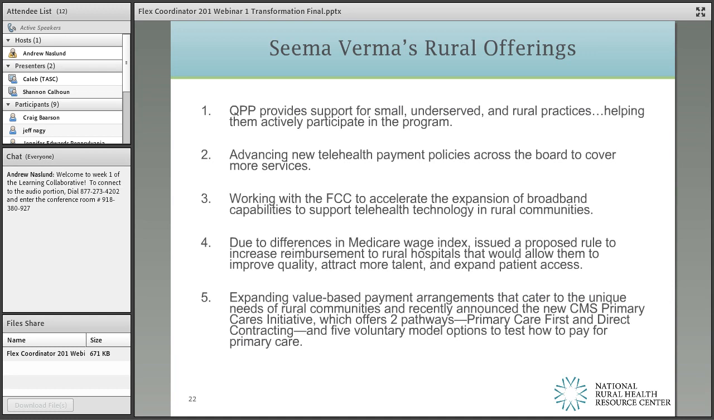They're also thinking that telehealth payment policies, which rurals have asked for a long time, will actually help them in engaging and providing more services like behavioral health that they have not been able to do before. There's going to be a big FCC grant that comes out this fall, again, expanding broadband capabilities to support the telehealth, which is really positive.